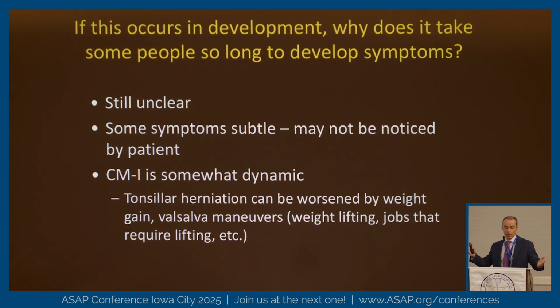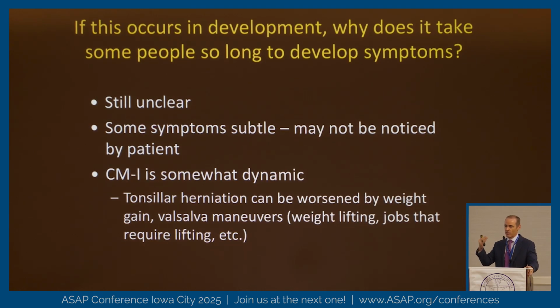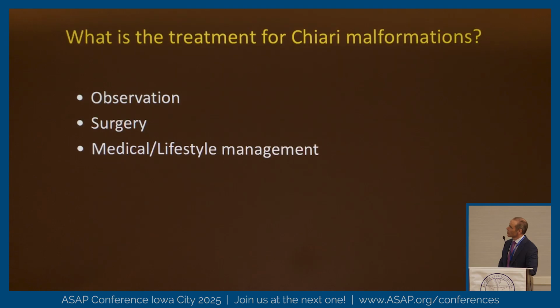And this is like an adult, right? Never had problems before, or very subtle signs. But then things worsen as an adult after some kind of inciting event. So what's the treatment? Well, observation, surgery, medical, lifestyle management, these are all different possibilities, right?